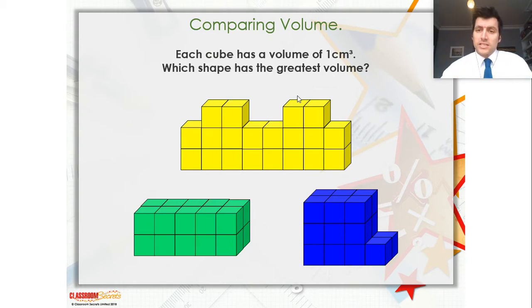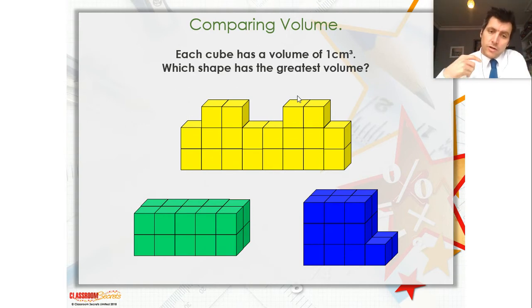With all of these, each cube has a volume of 1 centimetre cubed, and to identify the whole volume we add the number of cubes up. If we look at the yellow one, it's got 2 and then 2 on the top row, and across the middle row it's got 8 and then another 8. So it's 2 plus 2 plus 8 plus 8. 2 plus 2 is 4, 4 plus 8 is 12, 12 plus 8 is 20.